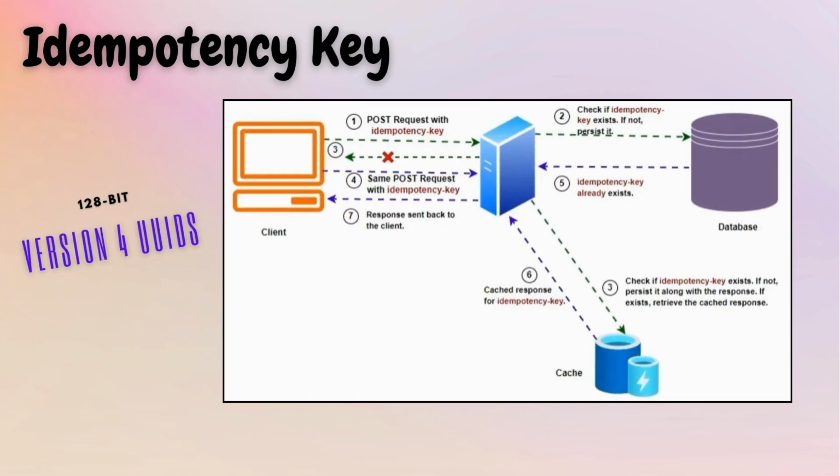When the server receives a client request, it saves the idempotency key along with the request in its database. If the client sends the same request again, the server checks its database using the idempotency key. If the request has been handled before, the server ignores it and sends back the previously saved result. Otherwise, it stores the idempotency key and processes the request.